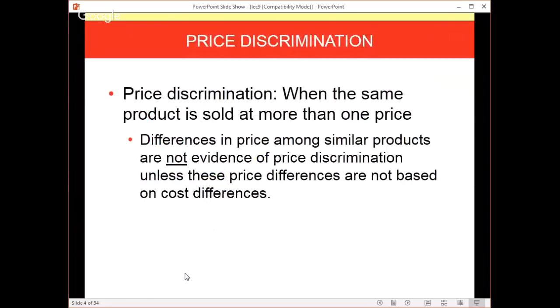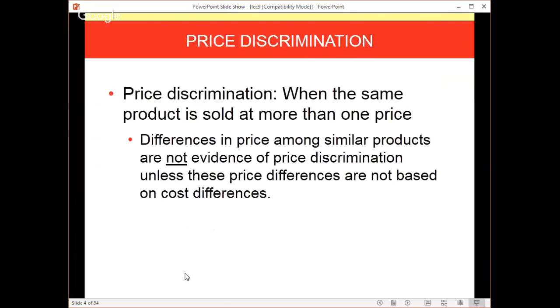So if we price discriminate, the definition is when the product is sold at more than one price. The difference in price among similar products are evidence of price discrimination unless price differences are not based on cost differences. That's strictly for legal purposes because price discrimination is illegal, in general, but people, as we're going to see, do second and third degree price discriminate.